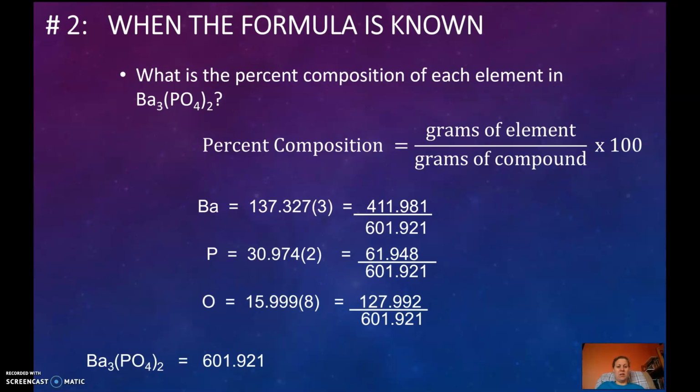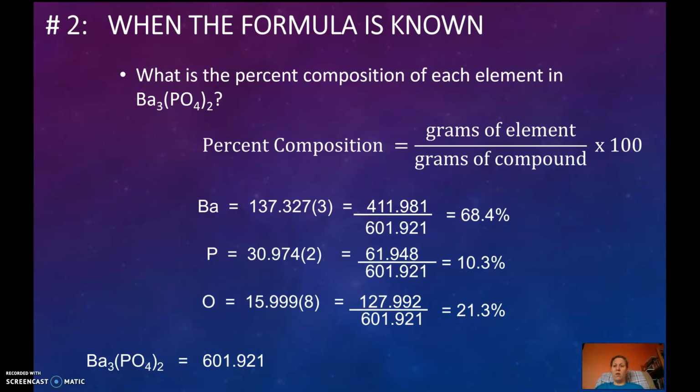Real fast. So today's going to be really easy. There's a part divided by a whole. This one I left the extra decimal point. It's not a big deal. But you just divide them. And I did the times 100 in my head because when you divide 411.981 divided by 601.921, that's what you do.